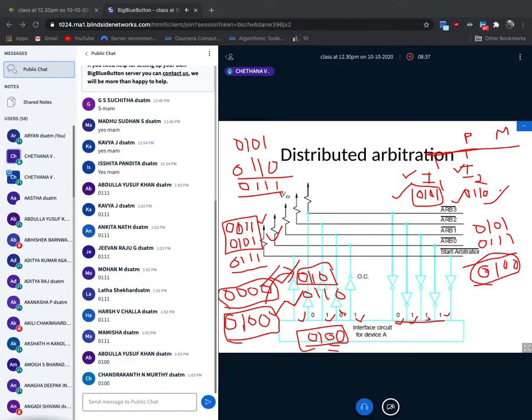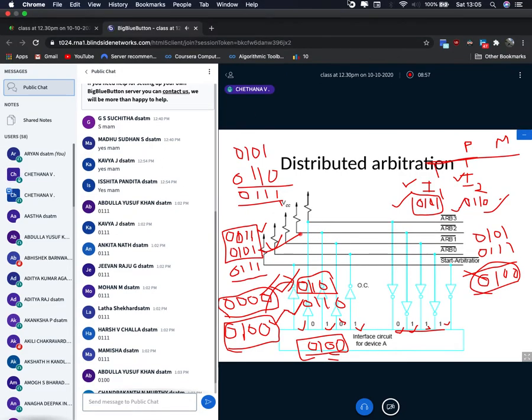So I'm comparing these two. Who will have the highest vote? 0100 has the highest vote. That is why I will select device number 2. Who is device number 2? The device with unique ID 0101 will be awarded. I think you are able to understand clearly. Got the point? So that is how everybody is involved in selecting the bus owner.